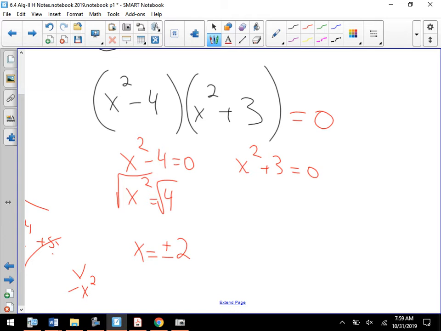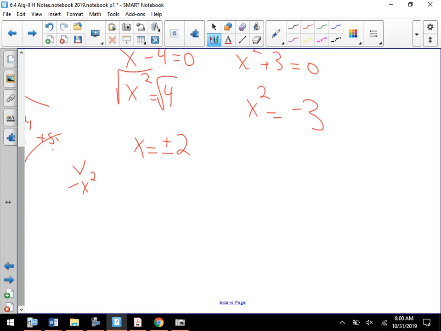The other side, the same basic principle. Can I factor that? I can't, but I can still solve for it, can't I? Yeah. In this case here, I have x squared equals -3. You still have to take the square root, right? But what's the square root of -3? Good, equals plus or minus i root 3.